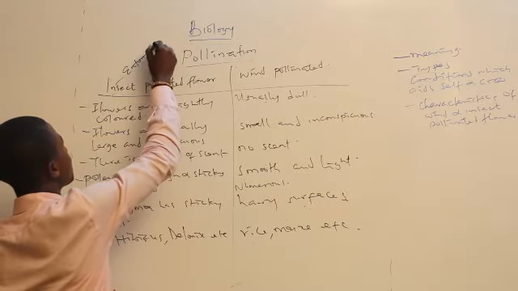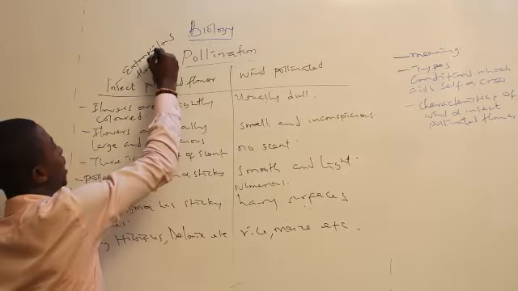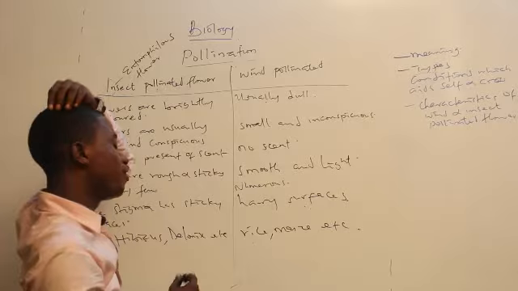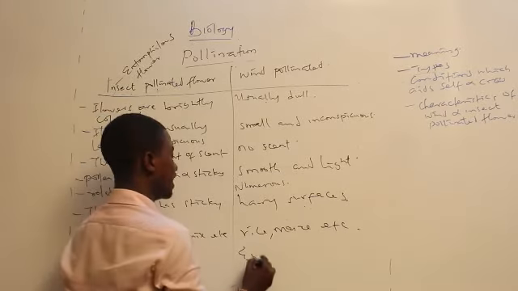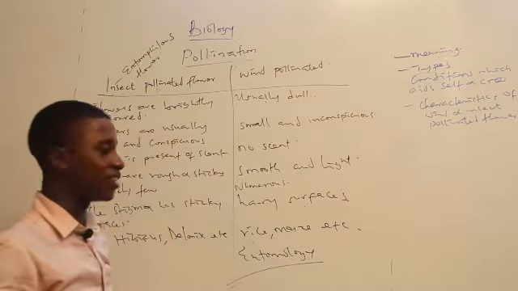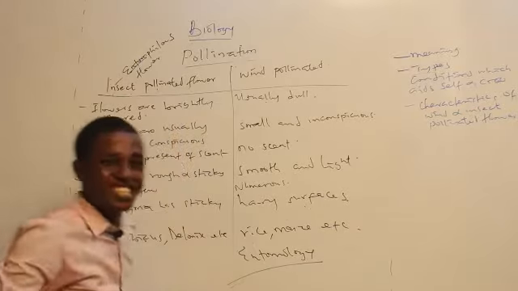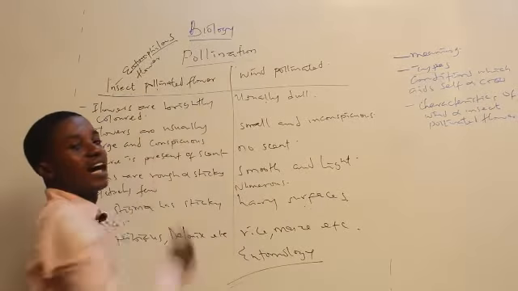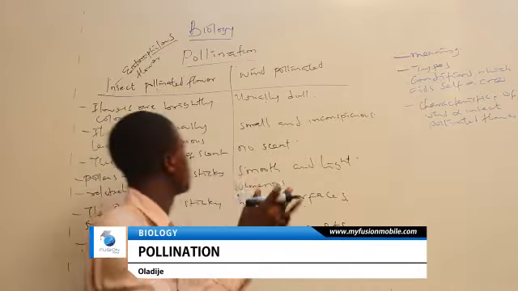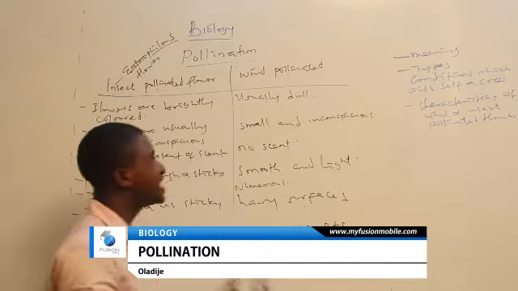Entomophilous flower. Insect pollinated flowers are called entomophilous flowers. Entomophilous has a root word called entomology. Entomology is the study of insects. So when you see entomophilous, it means insect loving. The word philos talks about having strong affinity, strong love, strong attractive force. So entomophilous flowers are flowers that love attracting insects. So they are insect loving.